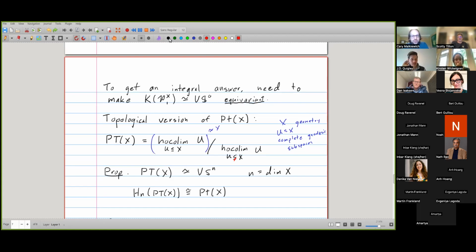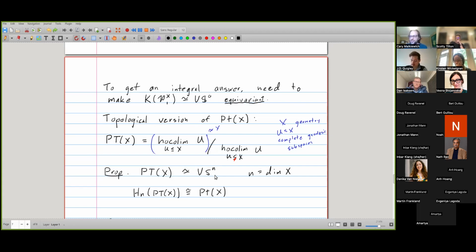You can show, this is a version of the Solomon-Tits theorem, that this space is equivalent to a wedge of n spheres, where n is the dimension of the geometry. And that lone homology group you get is exactly this polytope group. What's better is that this space has an obvious action of the isometry group, because I built it out of subspaces of the geometry.